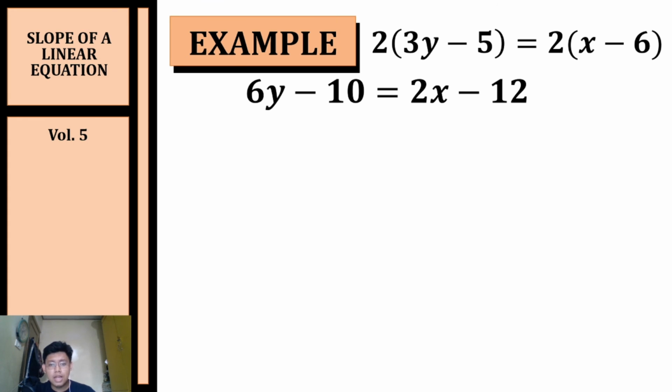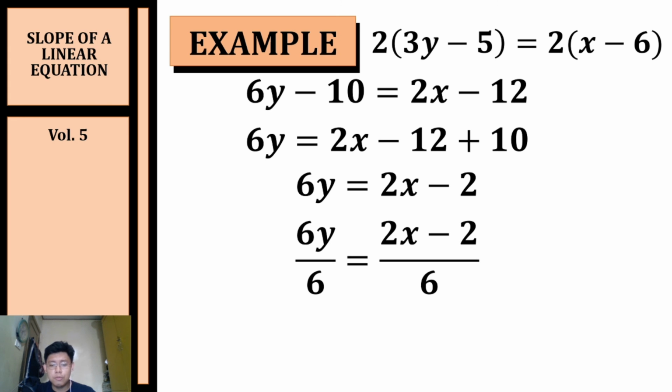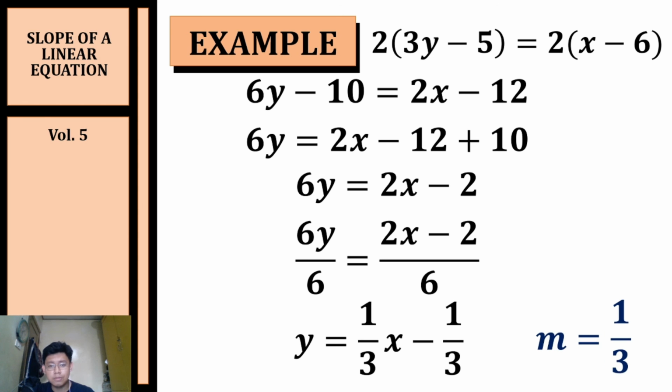Doing that, we will have 2x minus 12 plus 10. Then combine like terms, we will have 2x minus 2. Let's remove the numerical coefficient of y by dividing both sides by 6. Simplifying, we will have y is equal to 1/3 x minus 1/3. Since our equation is already in slope-intercept form, we can now get the slope of the line by getting the numerical coefficient of x. In this case, the numerical coefficient of x is 1/3. Therefore, the slope of the line is equal to 1/3.